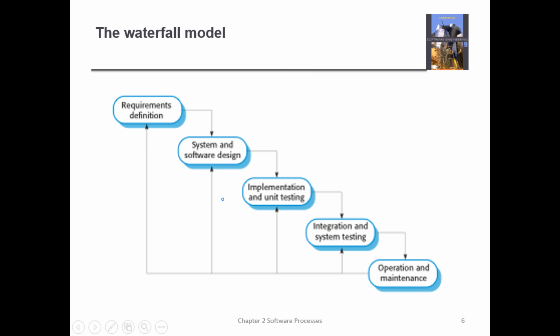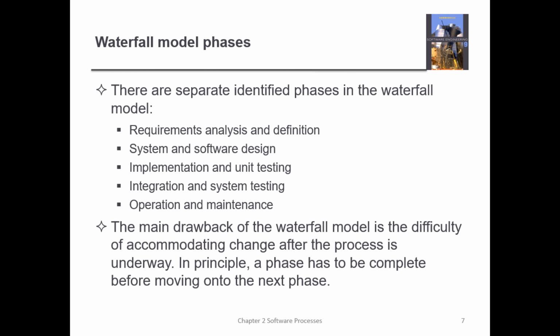So that's the waterfall model. We have seen these separate phases in the waterfall model, but the main drawback or disadvantage of the waterfall model is the difficulty of accommodating change after the process is underway. In case there is a change that you want to put in after you have already finished the process, if you are following the principle of this model, you don't go back. That means you have no option. Maybe you can just leave it. So that's the main drawback. In principle, a phase has to be complete before moving on to the next phase. That's the principle of the waterfall model.